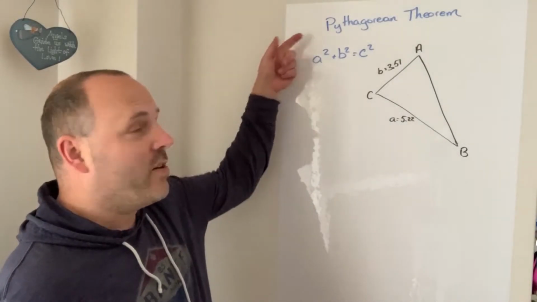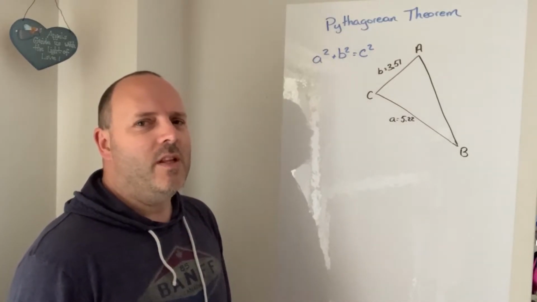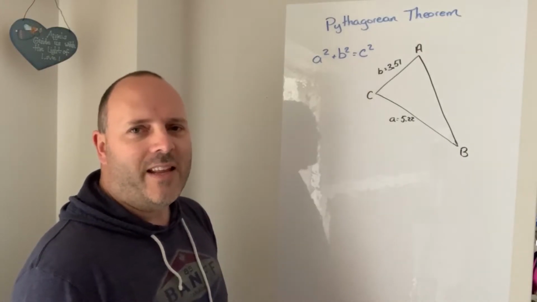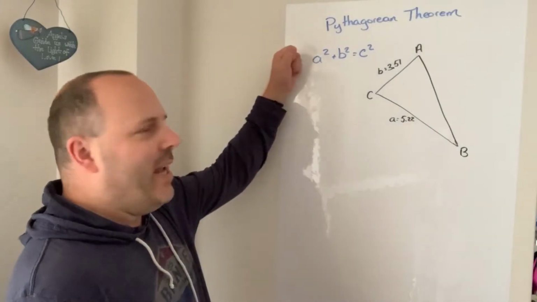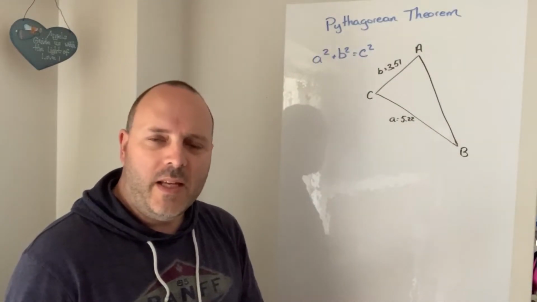We call it the Pythagorean Theorem after a Greek mathematician named Pythagoras, but there's lots of evidence that he didn't discover it either. It was known by the Babylonians and the ancient Chinese. It's the theorem that says a squared plus b squared equals c squared. What does that mean exactly?